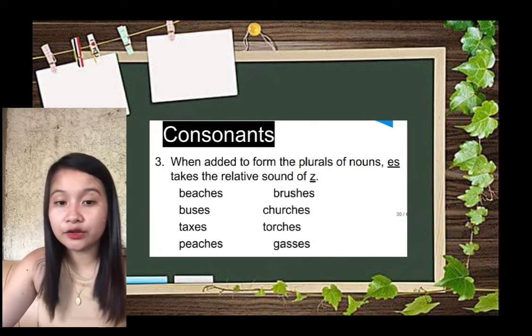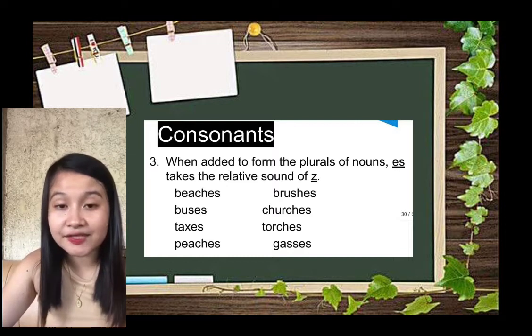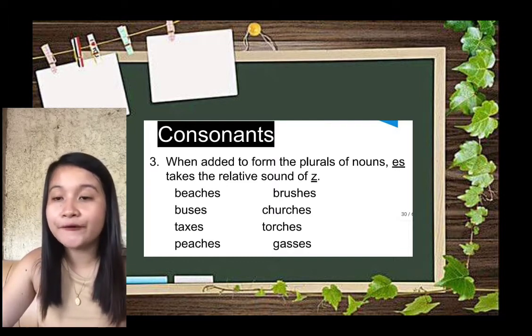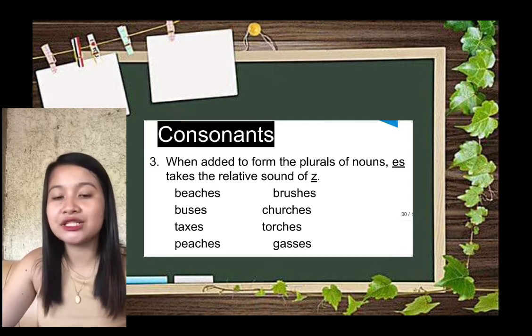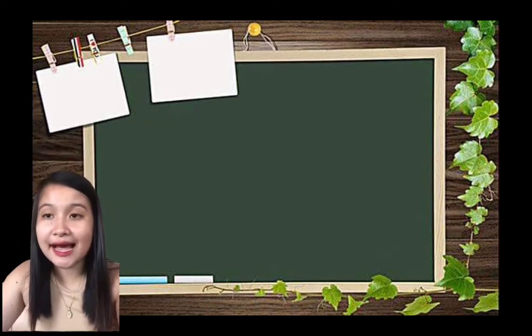The third part of the consonants is that when ES is added to form plurals of nouns, it takes the sound of Z. For example, beaches, buses, taxes, peaches, brushes, churches, torches, gases.